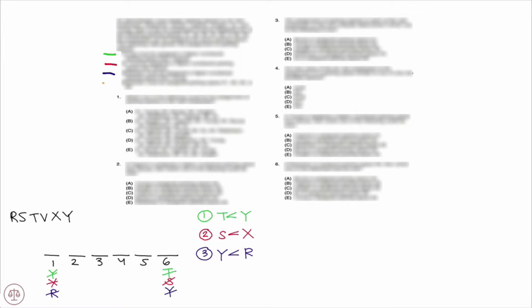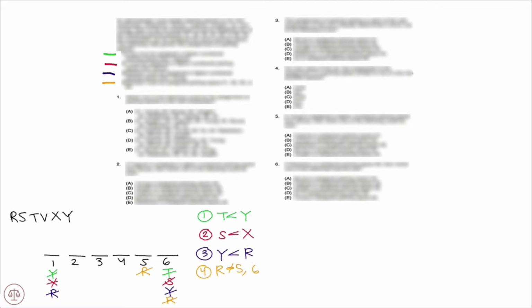And rule number 4, R must be assigned parking space 1, 2, 3, or 4. So that means R is basically not 5th or 6th.